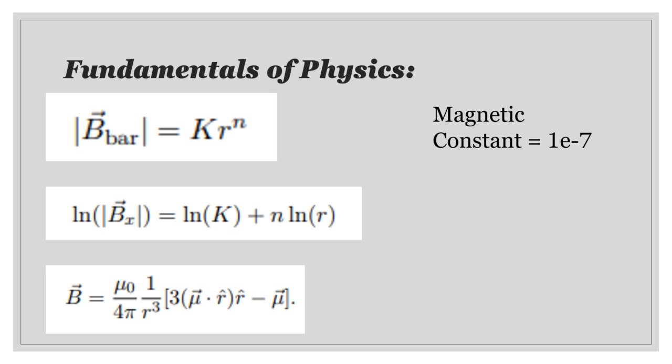The fundamental physics at play here is that the magnitude of B bar equals K R^N, where R is the distance away from the magnet and N is the distance dependence. We can also turn this equation into a linear one so that we are able to graph it using our data and then find K from that. And then we are also going to be able to set B bar equal to B using the standard equation of a magnetic dipole. Our magnetic constant is also 1 times 10 to the negative 7th.